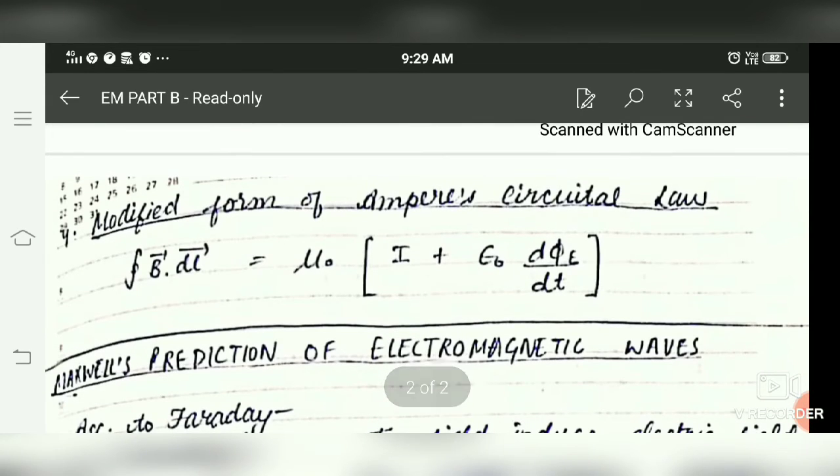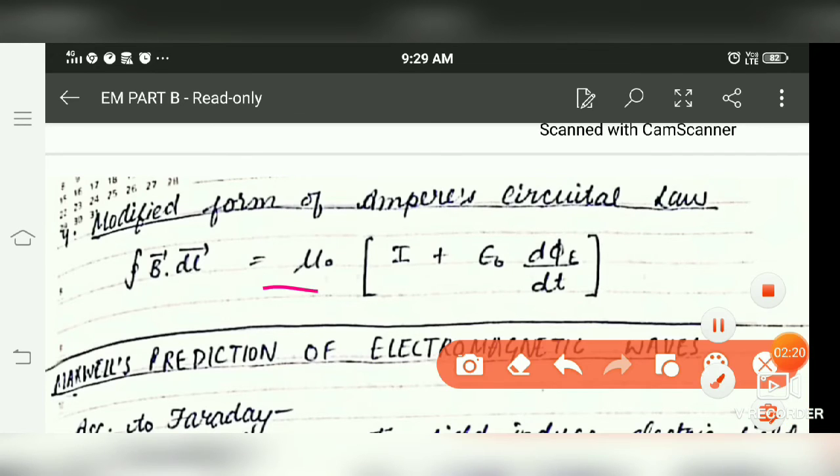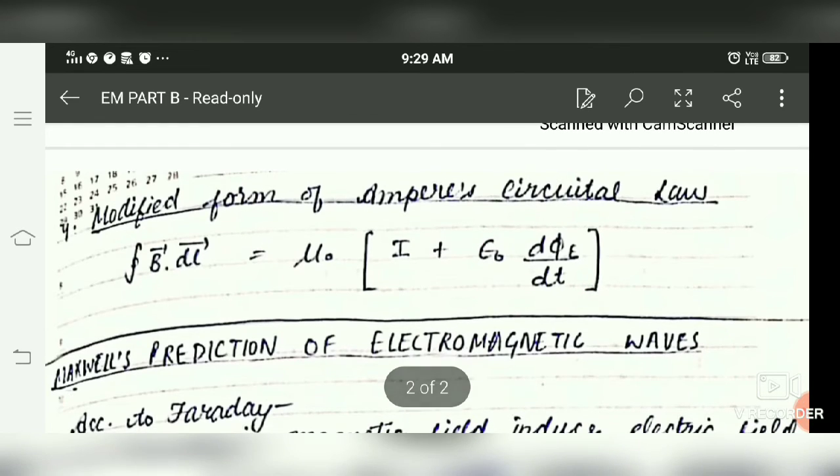The Maxwell fourth equation is actually Ampere circuital law in modified form, and we know that in modified form it is mu naught times the current plus the displacement current. This complete term is the displacement current. So this is the Maxwell fourth equation.